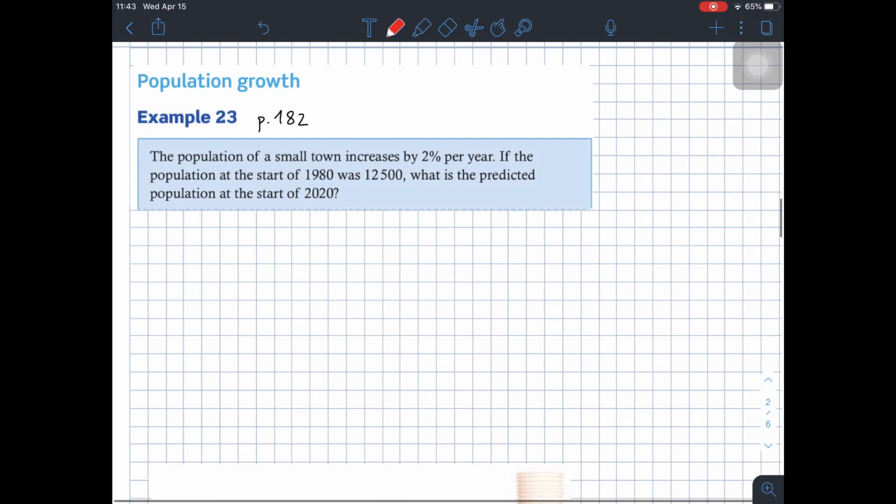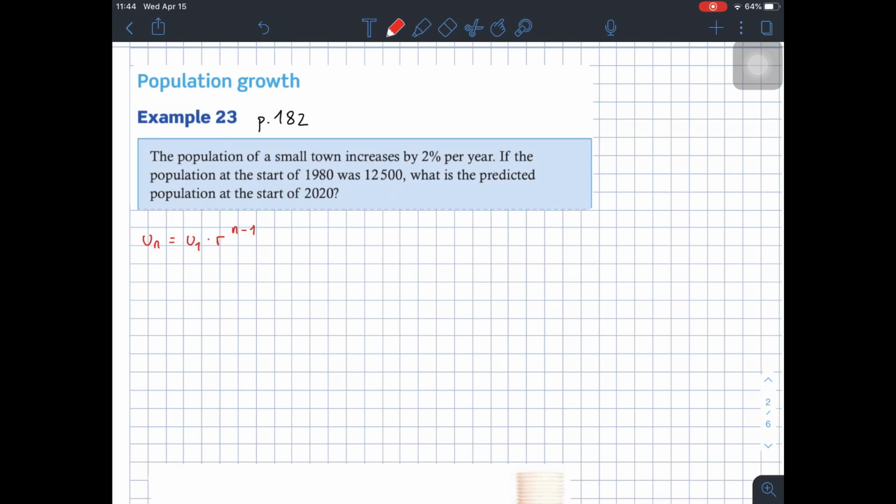Okay, then another type of application is population growth. Let's see this example. The population of a small town increases by 2% per year. If the population at the start of 1980 was this, what is the predicted population at the start of 2020? Okay, so for population growth, this would definitely be a geometric sequence, right? Because we're talking about a rate of increasing numbers. So if I write the formula for the geometric sequence, remember it's Un equals U1 times r to the power of n minus 1. This is our original formula, right?